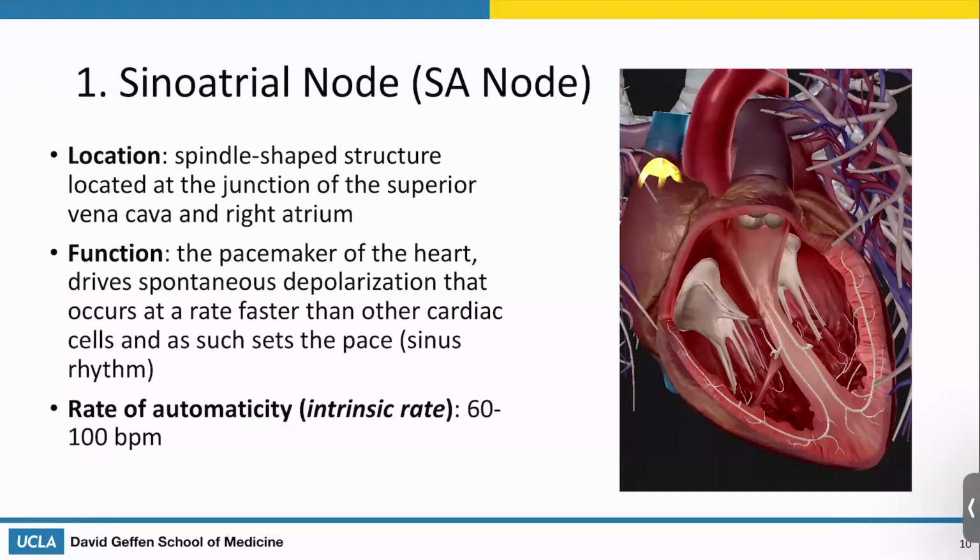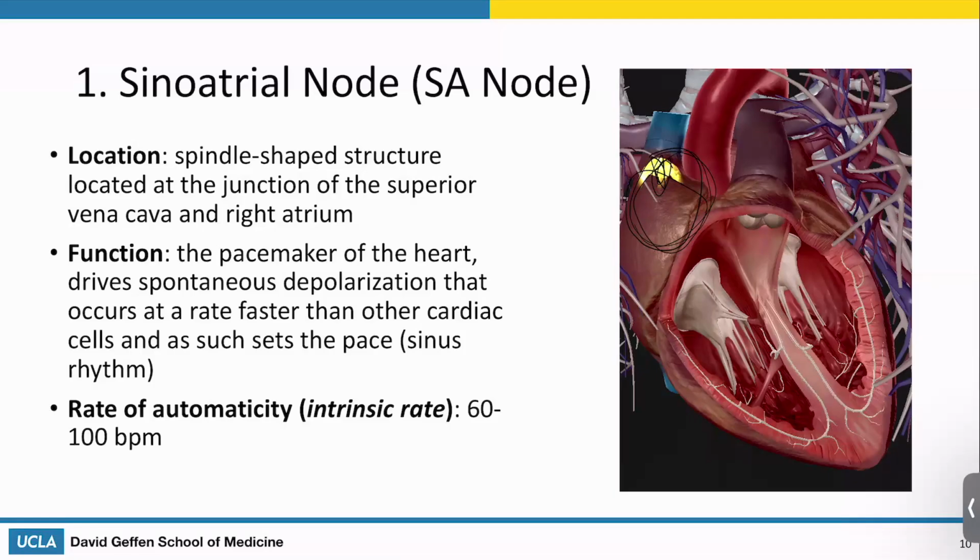Let's start with the order of operations as that electrical conduction moves through the heart. So it hopefully starts out at that sinoatrial node. That's what would be considered normal, right? So that sinoatrial node sits up at the junction of the superior vena cava and the right atrium, right? So up here at the top. It's that yellow glowing area up here. It's a spindle-shaped structure, and it's the primary pacemaker of the heart. It drives that spontaneous depolarization. And it occurs at a faster rate than the other cardiac cells, which makes it the one that's in charge and the one that typically sends out these impulses.